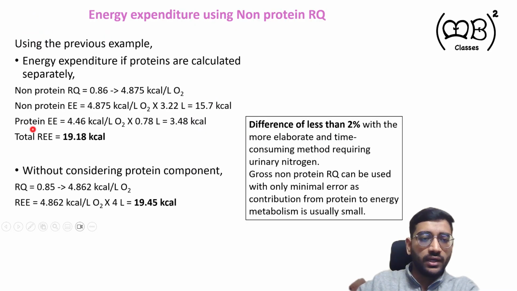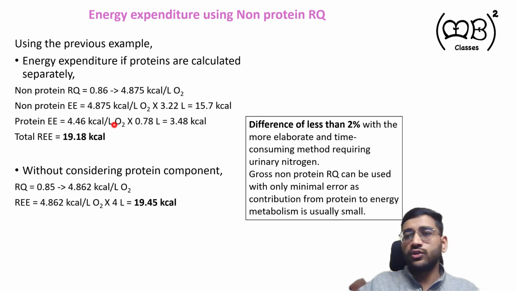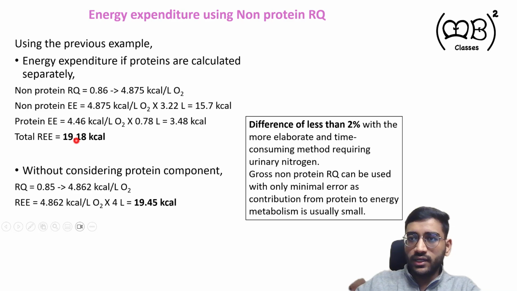Let's put them in the formula for protein energy expenditure. Protein energy expenditure is 4.46 kilocalories per liter of oxygen. You don't need RQ for this because this is only protein. Protein always gives 4.46 kilocalories per liter of oxygen. That's why RQ including protein is not that accurate. Multiplied by the oxygen consumed by the protein part of the meal, it gives us 3.48 kilocalories. Total resting energy expenditure is 19.18 kilocalories.